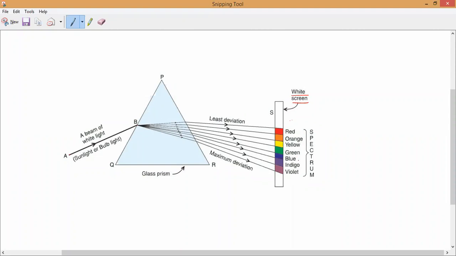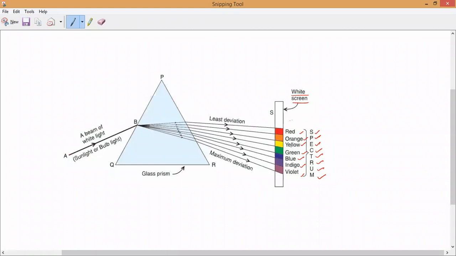This band of 7 colors is what we call the spectrum of white light. What is the name of that one? The band is called the spectrum. Spectrum of white light. If you observe these 7 colors of the spectrum very carefully, they are red, orange, yellow, green, blue, indigo, violet. Everybody should remember this order. Red, orange, yellow, green, blue, indigo and violet.